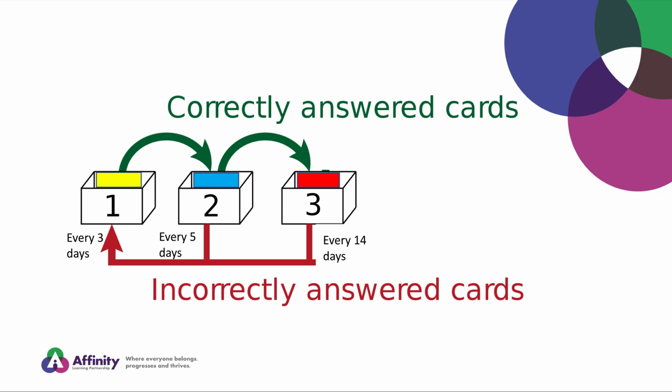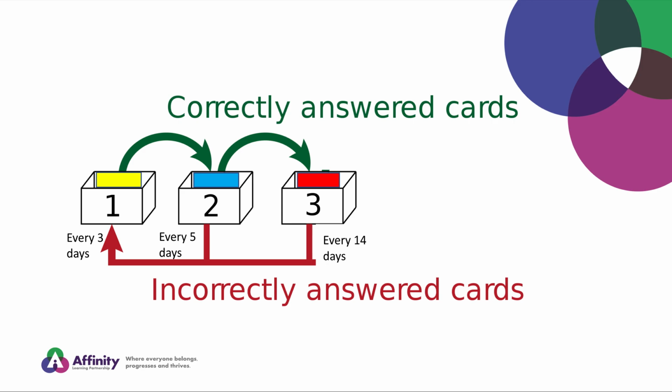And then you factor in on every 5th day a box 2 session, and on every 14 days a box 3 session. The same thing happens on your box 2 sessions. You go there 30 minutes, read all the cards that are in there, or as many as you can do in 30 minutes. You check whether you got the answer right.